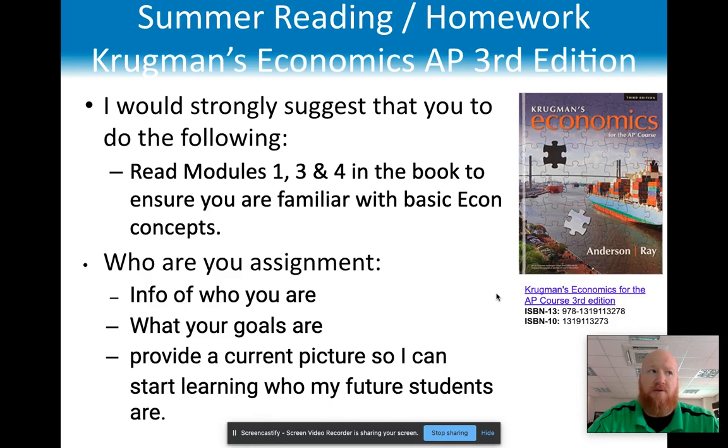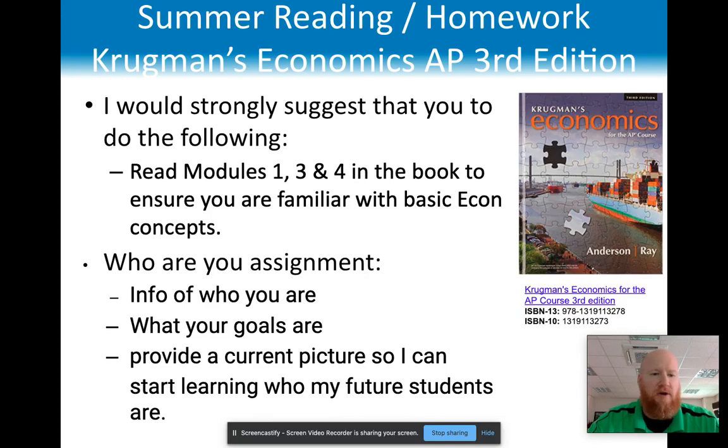it. It's actually to Amazon, but it gives you the ISBN and all the other information. And I know some people are ordering them through Book Depository, things like that. I do highly suggest, and I really want you to read modules 1, 3, and 4 in the book this summer and take notes on them, because these are things that are going to help you with basic economic concepts.